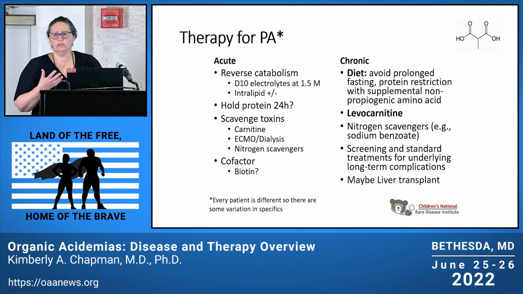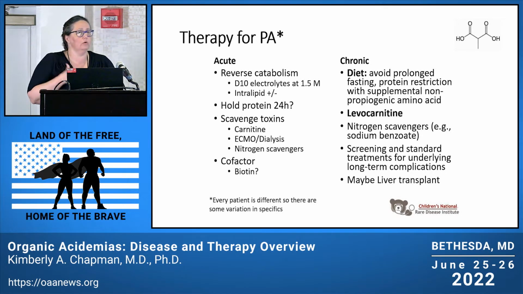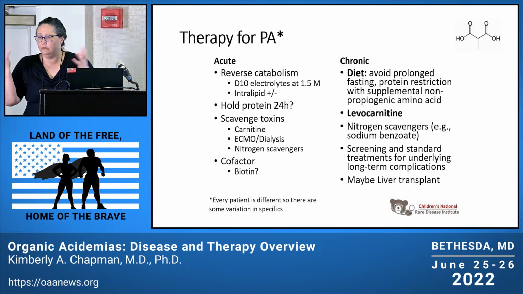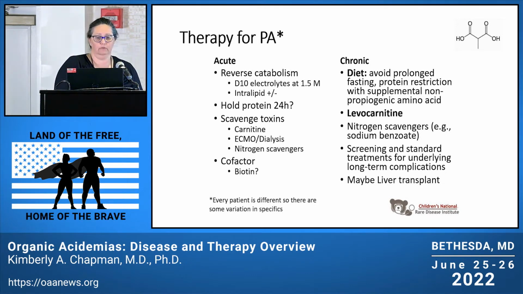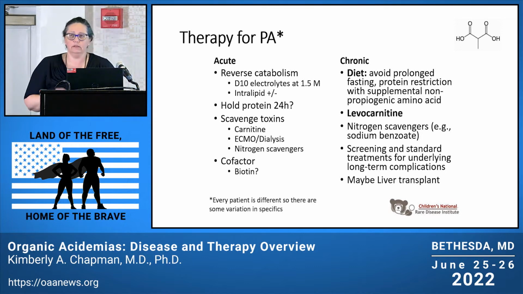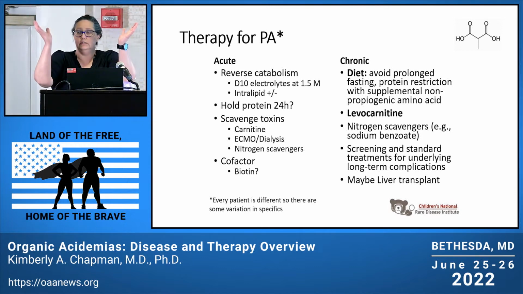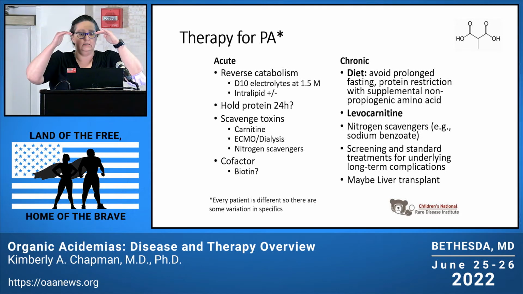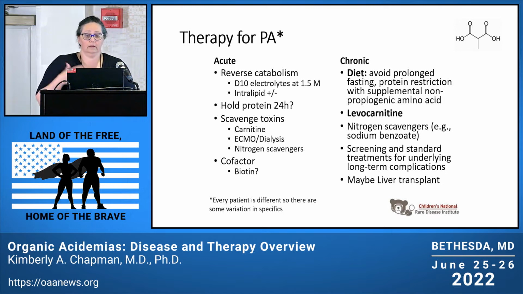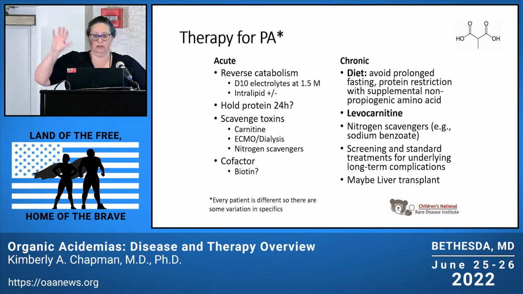Nitrogen scavengers, so these were traditionally used in the urea cycle. We do use them in PA and MMA, and this is to help drop the ammonias. And then cofactor, and we mentioned biotin before. So that's kind of the acute phase. And you can see what I'm doing. I'm saying, okay, how do I deal with this flood water? How do I suck up the extra? How do I prevent more hitting the dam? How do I poke holes into the dam? And then is there something I can do downstream? Chronic, again, this is a diet. And the guidelines all say avoid prolonged fasting, protein restriction with supplemental non-propiogenic amino acids.